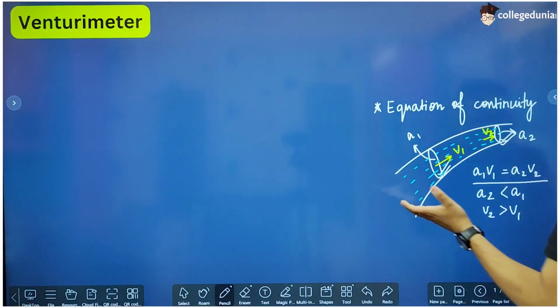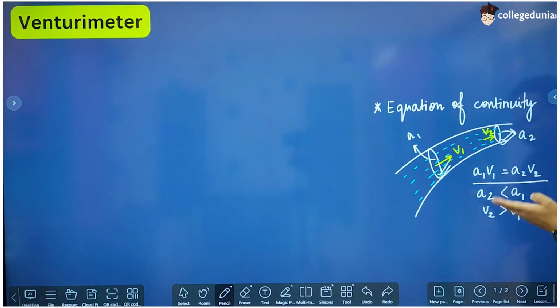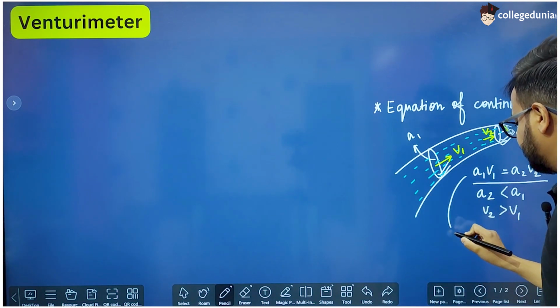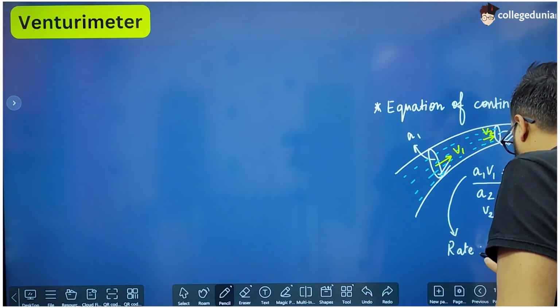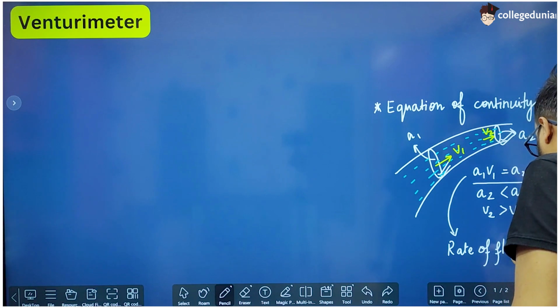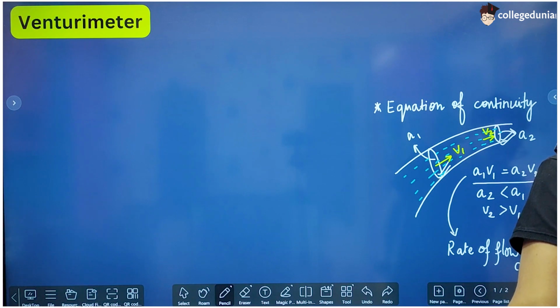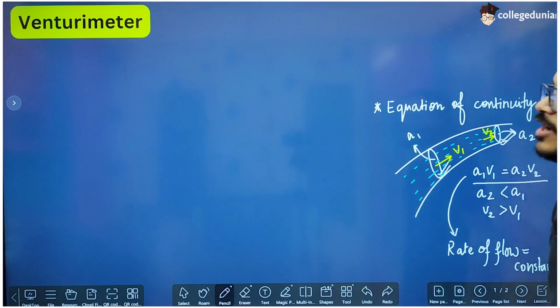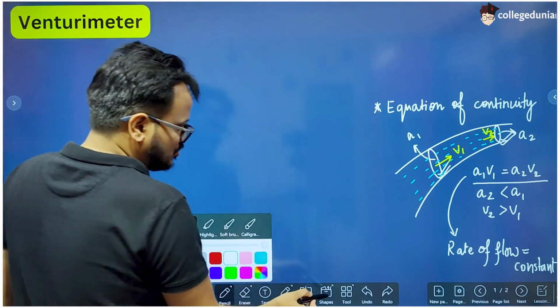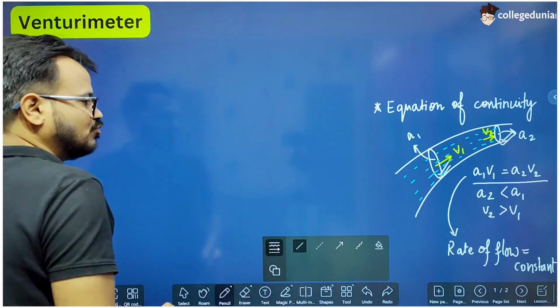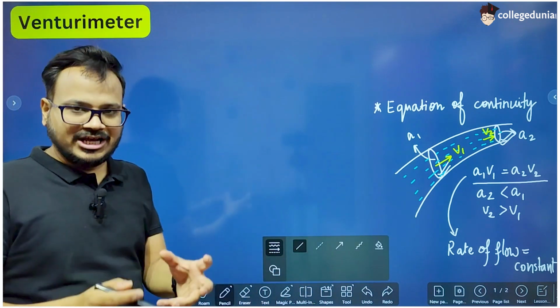And we know that the product of area and velocity is nothing but the rate of flow. So this equation is indirectly saying that rate of flow always remains constant. Rate of flow is constant, right? Rate of flow is constant. Clear? Okay. Now let us start the working of Venturimeter. So what is Venturimeter? Venturimeter is used to find the rate of flow of a liquid.